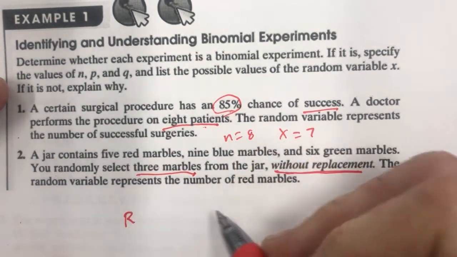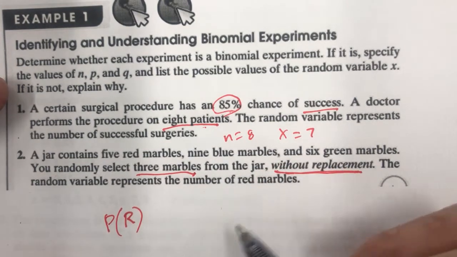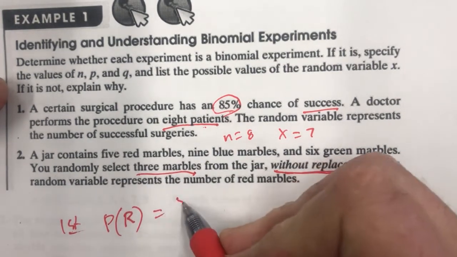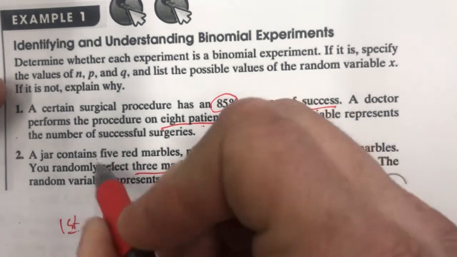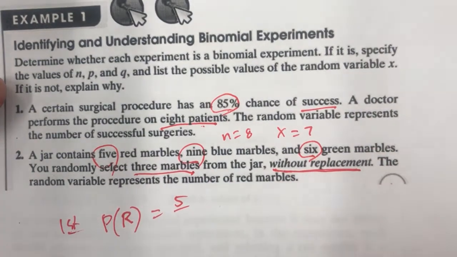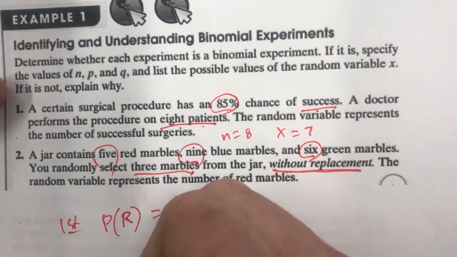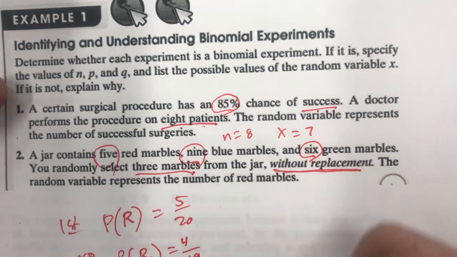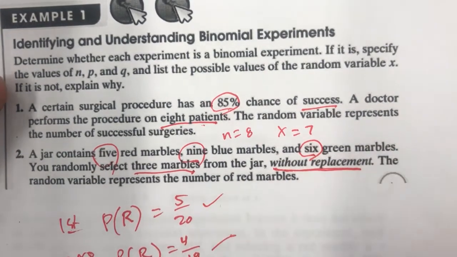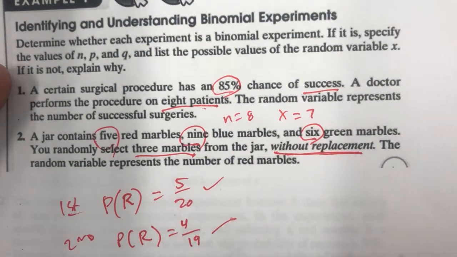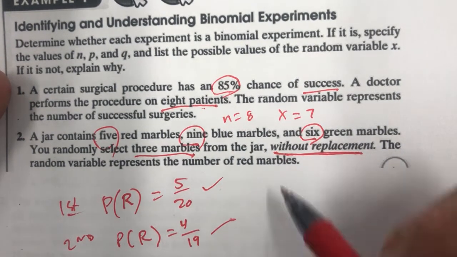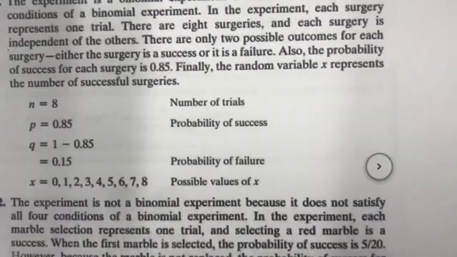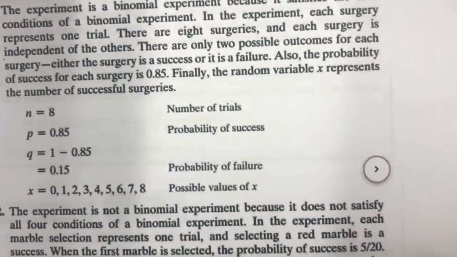Because if you pick a red one, what's the probability you get a red one? Well, for the first one, there are 5 red ones, so there's going to be 5 out of 5, 9, and 6. So that's a total of 20. But on the second one, I'm not replacing it, which means there's only 4 now, and there's only 19 total. So see, my probabilities are not the same there. They're different. And in a binomial, it has to be the same every time. They have to be independent. Now, if it said with replacement, then it would be okay probably. All right. And here are the solutions for those.